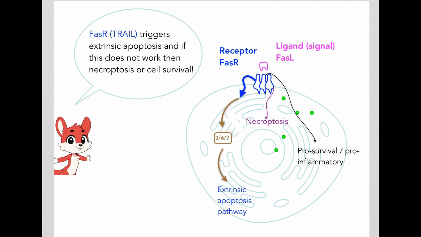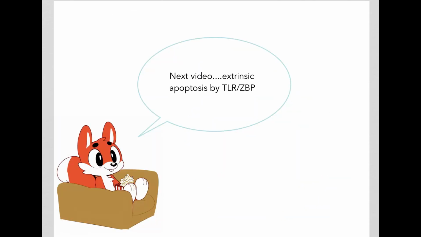So this is how Fas-R, and TRAIL is very similar, so we can substitute Fas-R with TRAIL. So this is how Fas-R signaling causes extrinsic apoptosis, and if that doesn't happen, necroptosis, or it can promote the pro-survival, pro-inflammatory program. In the next video, we shall continue with extrinsic apoptosis, but we'll discuss different receptors. That would be the TLR receptor as well as the ZBP receptor.